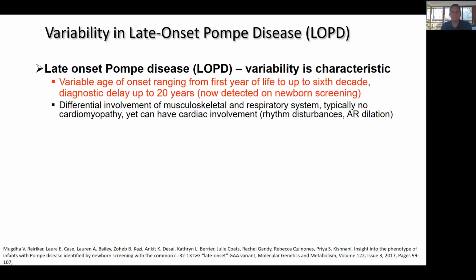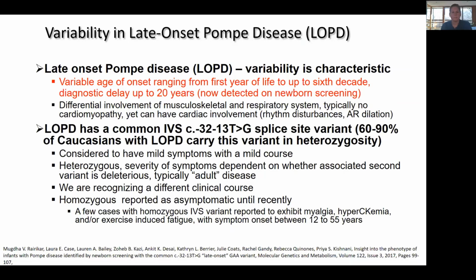There is a significant amount of variability in late onset Pompe disease. The age of onset can range anywhere from the first year of life up to the 6th decade. And before newborn screening, there could be a diagnostic delay of more than 20 years. There is differential involvement of the musculoskeletal and respiratory system, but there's typically no cardiomyopathy, although there can be some cardiac involvement, including rhythm disturbances.